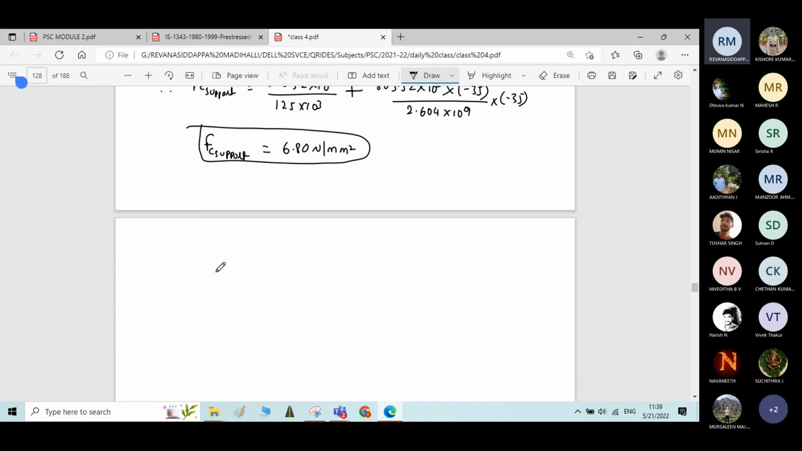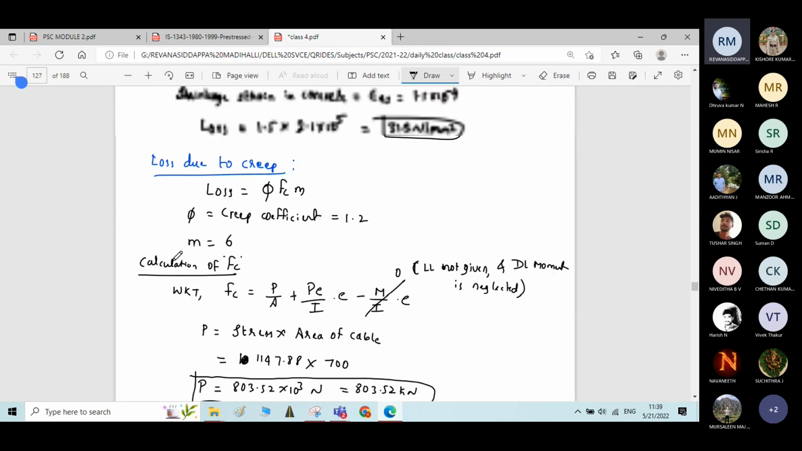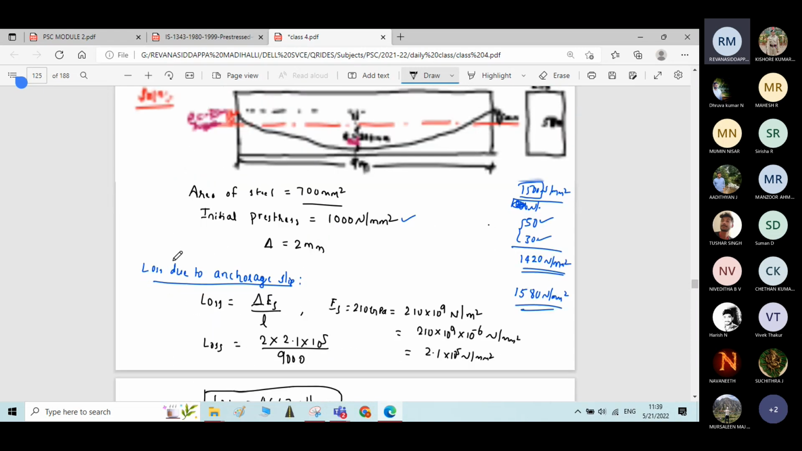Okay. Similarly, you calculate the Fc at midspan. At midspan, the corresponding eccentricity is how much? At midspan it is 200 mm.